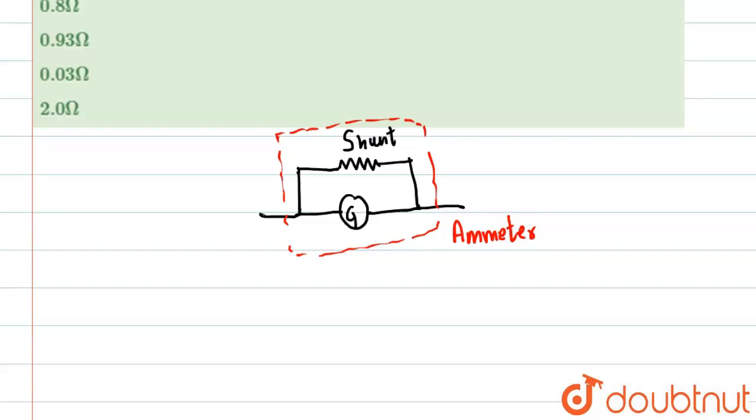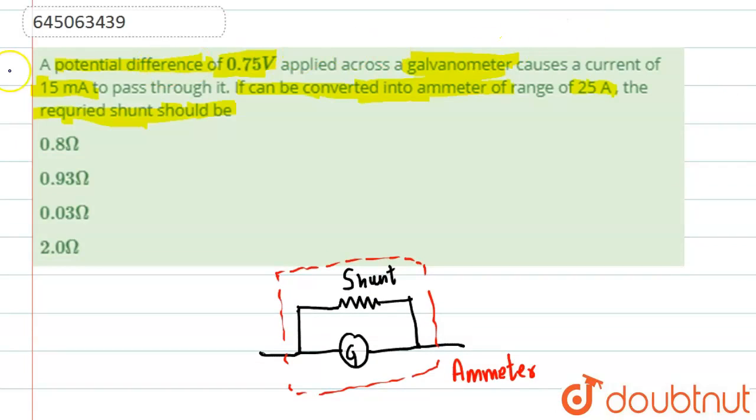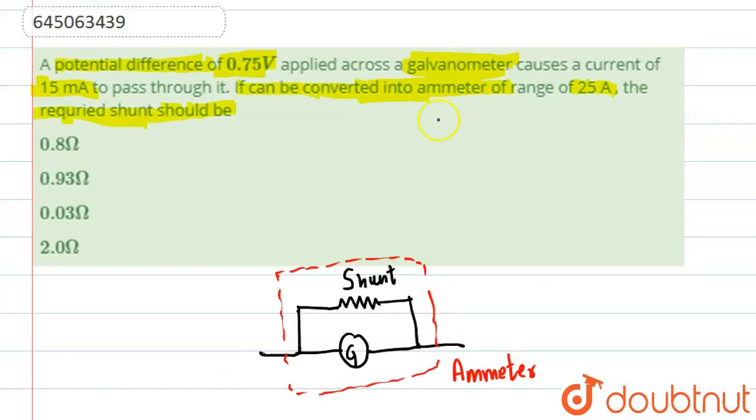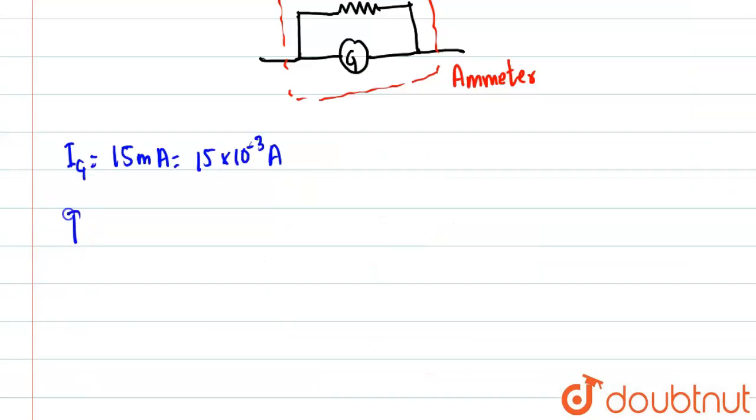So over here, we are writing all the values first. Ig, the current possible through the galvanometer, is what? The highest current possible through the galvanometer is 15 milliampere, so Ig = 15 mA = 15 × 10^-3 ampere. Also it is given that the ammeter should be of range 25 amperes, so I, the circuit current, should be 25 ampere.